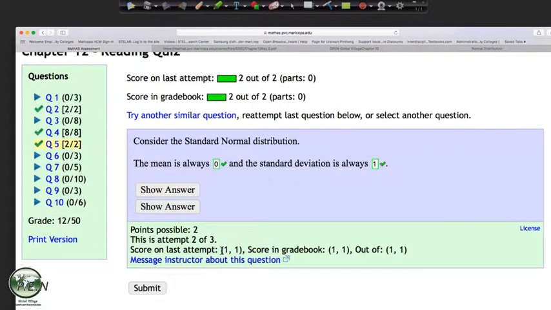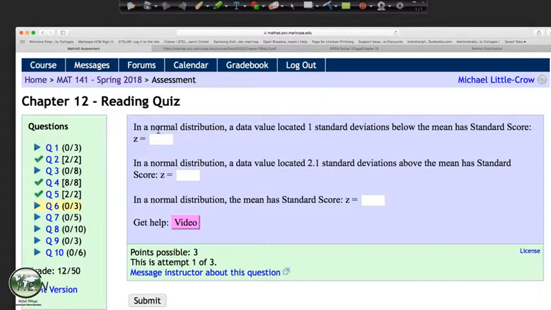I remember the first time I was like, oh, mean is always what? But it's only for the standard normal distribution, once we standardize everything. Okay. I don't think that question changes. In a normal distribution, a data value located 1 standard deviation below the mean has a standard score of, you got it. This is not difficult, but when you overthink it, you think it can't be that easy, but it is. If we're below the mean, we are negative in our standard scores. And if we're above the mean, we're positive. So yeah, they did give us the answer. It's 1. But because we're below, it's negative 1.